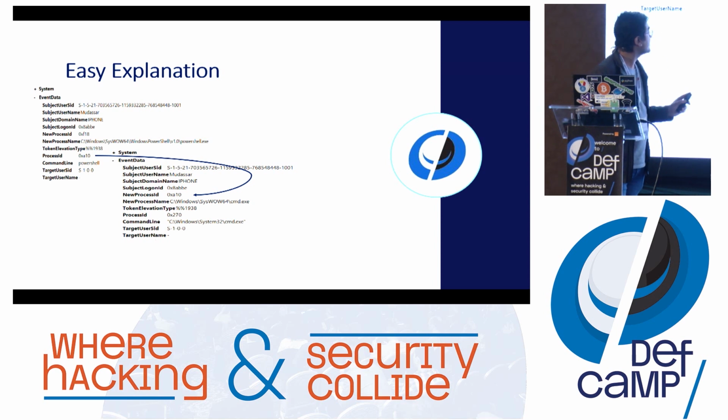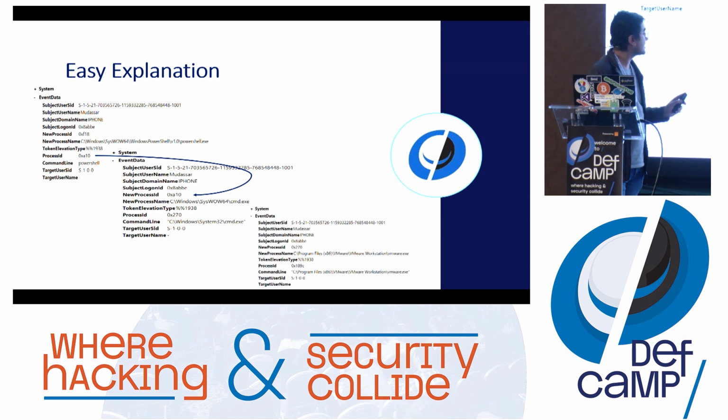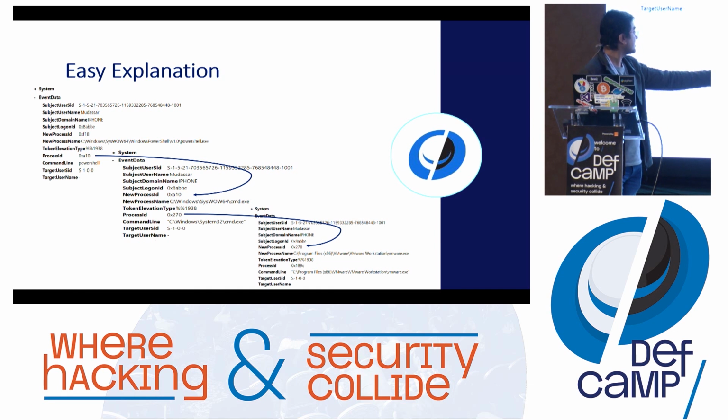If we go further down the rows, we have a VMware process running. From that VMware process, we can see that it has a new process ID of 270, and that executed a CMD process. So we have a chain, like VMware. It's hard to imagine that VMware executes a CMD, but I will show you how they are doing this.